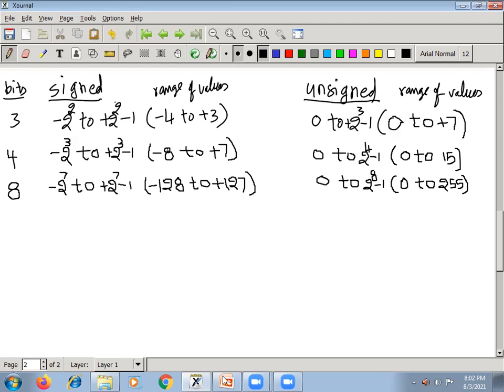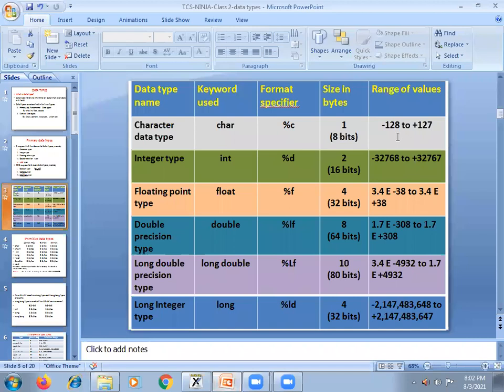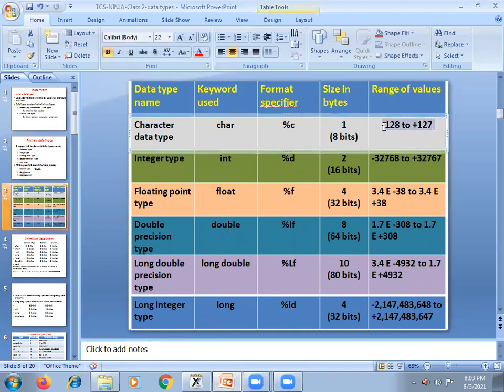Now I come back to our character, because our character occupies 1 byte, 8 bits. Now just see here the range of values: minus 128 to plus 127. How we arrived at this range of values, hope now you understood. These are signed numbers. If I mention unsigned also, I can say 0 to 255. In one of the slides I mentioned all those things. Hope now you understood how we arrive at these ranges, signed and unsigned.